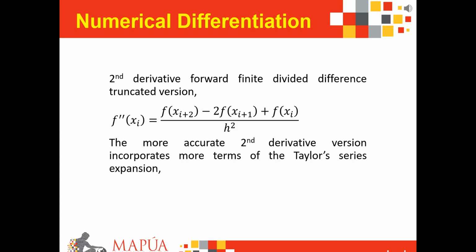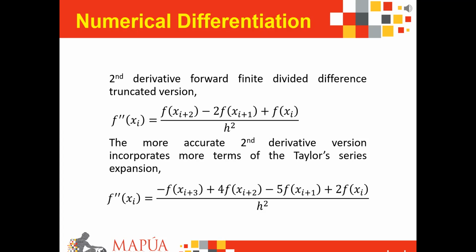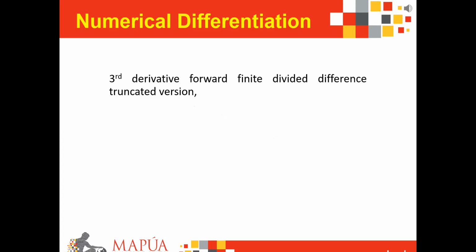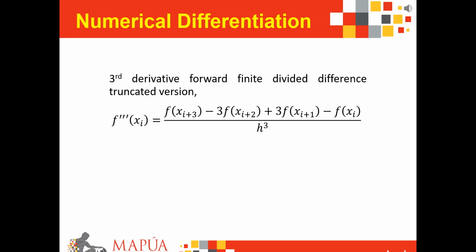Whereas the more accurate second derivative version again incorporates more terms of your Taylor series expansion, turning out to be negative f(xi plus 3) plus 4 times f(xi plus 2) minus 5 times f(xi plus 1) plus 2 times f(xi) all over h squared. The third derivative forward finite divided difference truncated version appears like this, whereby you end up with f(xi plus 3) minus 3 times f(xi plus 2) plus 3 times f(xi plus 1) minus f(xi) all over h cubed.